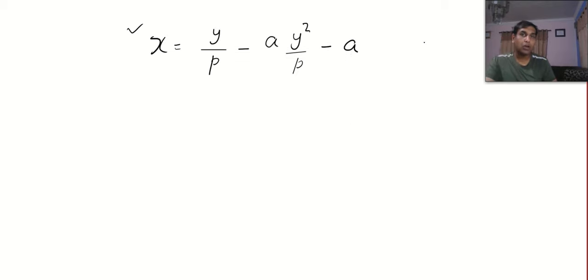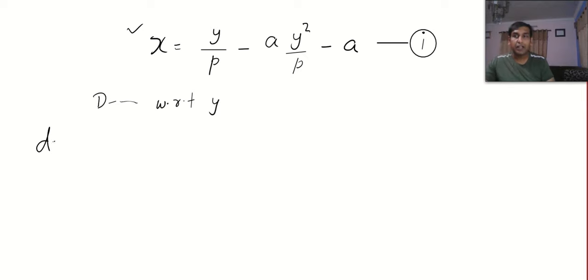Now don't forget to call this step as equation number 1. We may need this at the last. Okay. So what should we do next? I told you in the beginning we have a very systematic approach, it goes step by step. So I have written x in terms of y and p. So this is solvable for x. Now I have to differentiate this with respect to y. So I'll write differentiating with respect to y. So dx by dy.